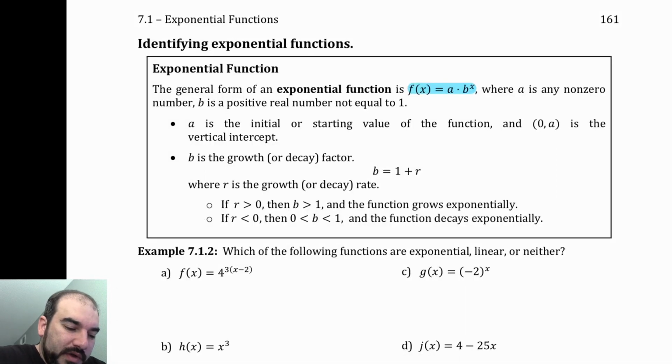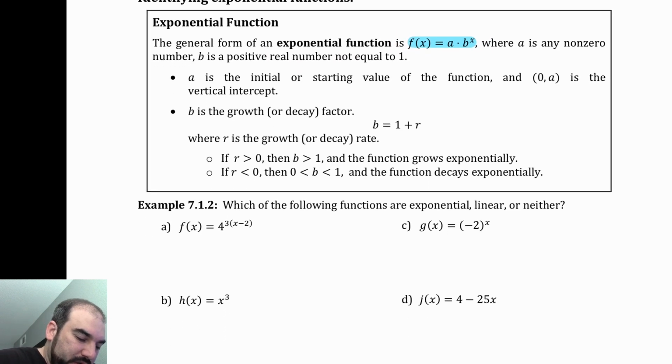This form of the exponential function is kind of the standard form, where a and b are constants and x is the variable. So as soon as you have a variable in the exponent, we consider that an exponential function. So this is the basic form of an exponential function.